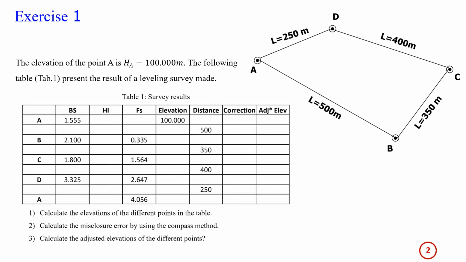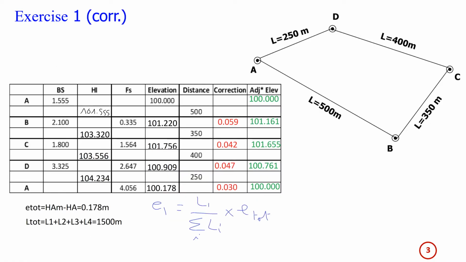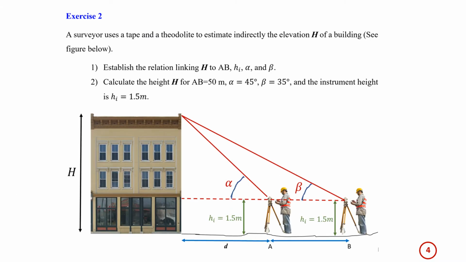First of all, we have solved in the class the calculation concerning the leveling of this traverse using a correction method. The results using the compass method are given. The corrections are given using these formulas, and we have adjusted the values of the different elevations of B, C, D. And after this, we pass to exercise number 2. So this is exercise number 2.